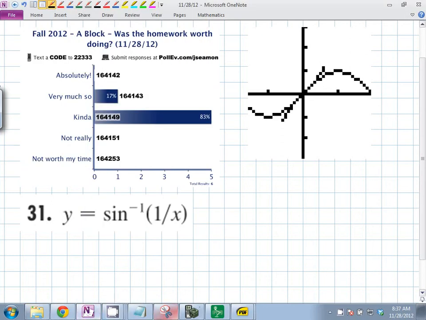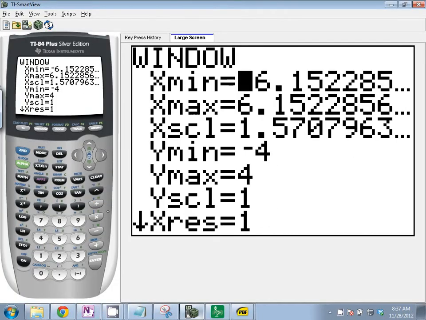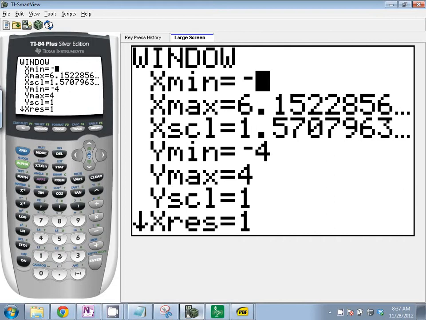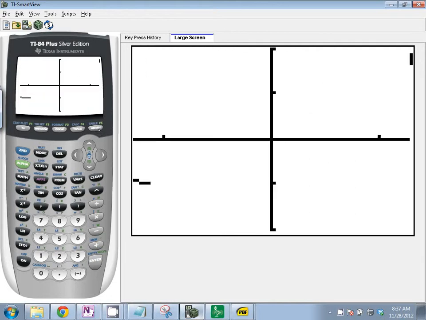What would be another great thing to graph on this? And also, should I change the window a little bit? How about we change it to -2 to 2? The x scale, let's make it pi, and the y min is -2 to 2. We can see the curve a little better here.